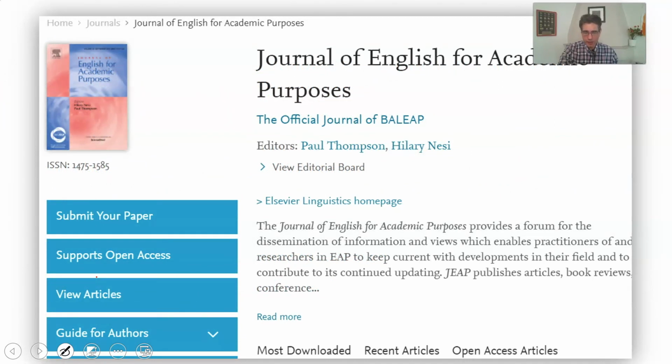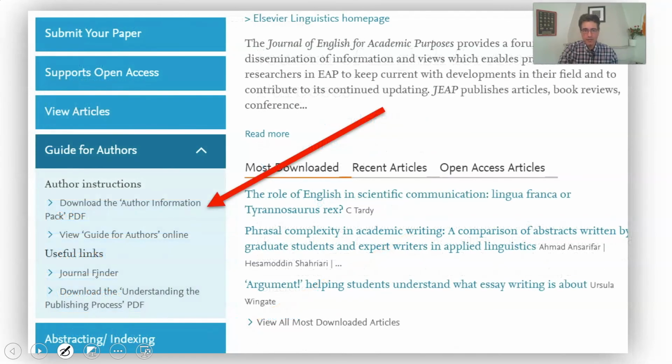In the Journal of English for Academic Purposes, which I mentioned in another video talking about predatory journals and what a legitimate journal should look like, Elsevier doesn't have, as far as I know, predatory journals. Usually journal homepages have guides for authors. Read those guides for authors and read them carefully. They're there for a reason. And you can usually download what they call an author information pack or whatever. You should read these. Nothing irritates editors more than an author who has clearly not read the editorial guidelines, the author instructions.